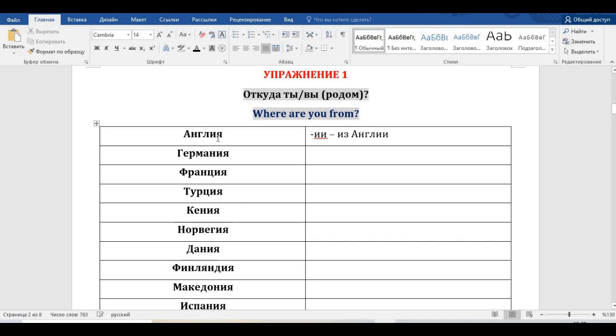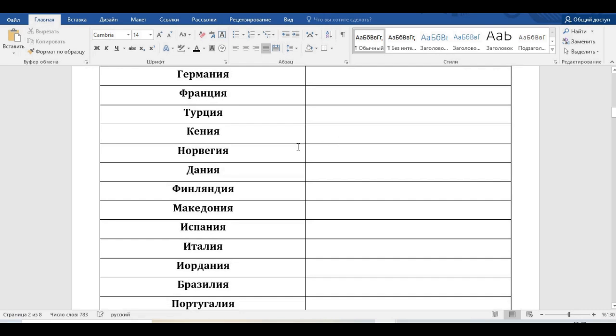Look, Англия becomes из Англии. Германия, из Германии. Франция, из Франции. Турция, из Турции. Кения, из Кении. Норвегия, из Норвегии. Дания, из Дании. Финляндия, из Финляндии. Македония, из Македонии. And so on and so on.